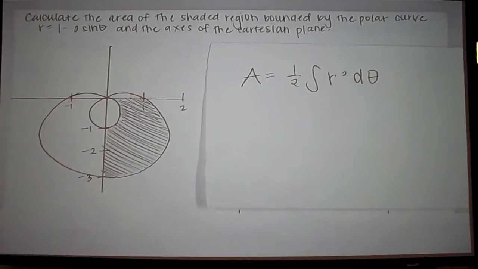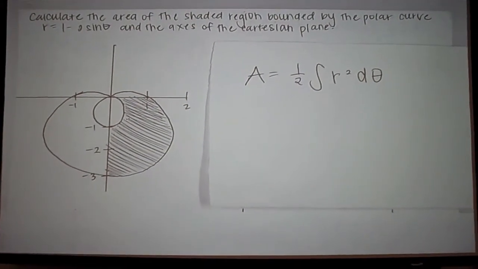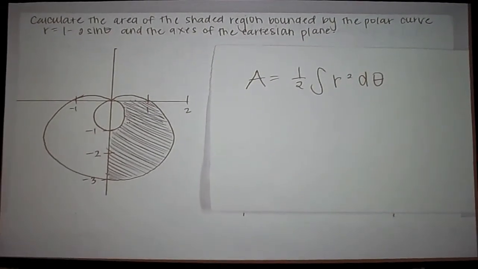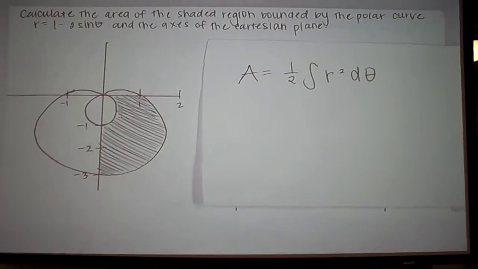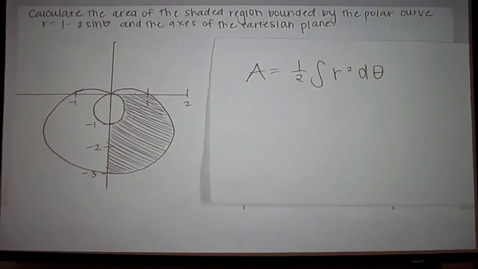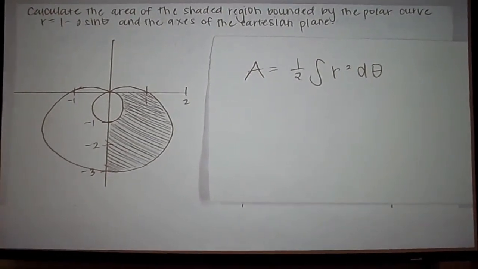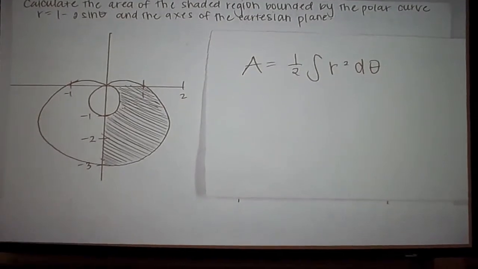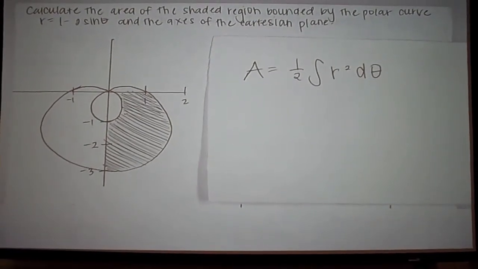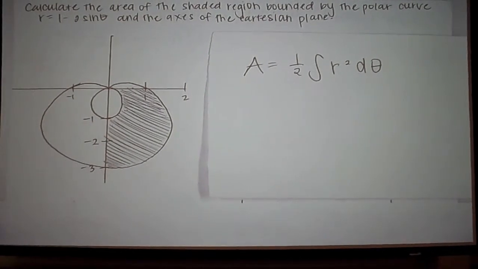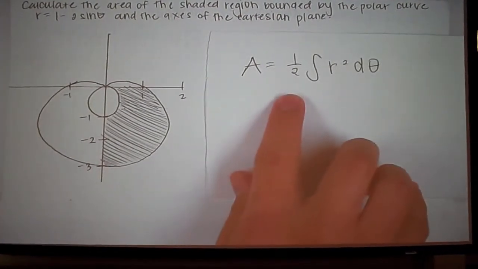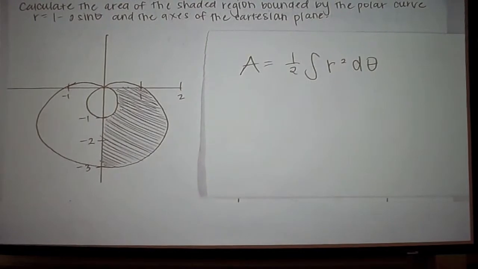Calculate the area of the shaded region bounded by the polar curve r equals 1 minus 2 sine theta and the axis of the Cartesian plane. Here's the graph of 1 minus 2 sine theta, and we know that the area under the polar curve is given by the formula A equals 1/2 times the integral of r squared d theta.